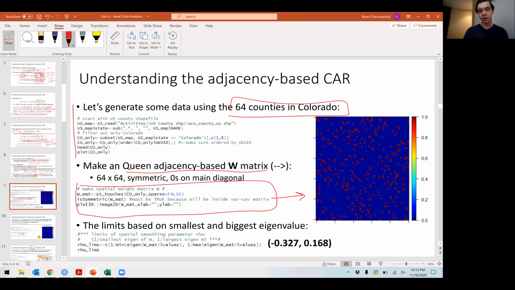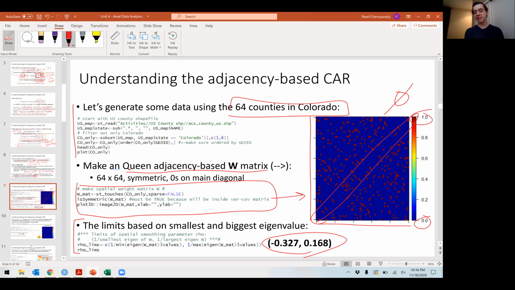Here I'm plotting what it looks like. It's 64 by 64, zeros on the diagonal, because each county is not their own neighbor. And of course, it's a binary matrix, so I have zeros and ones there. Just what we just learned on the last slide. For my conditional autoregressive model to work, my spatial smoothing parameter rho must be between negative 0.327 and positive 0.168.